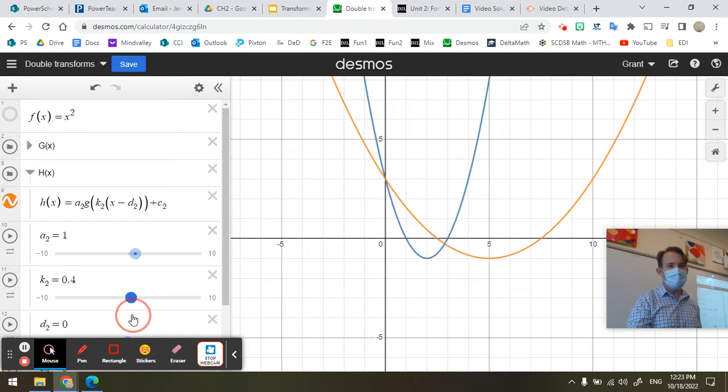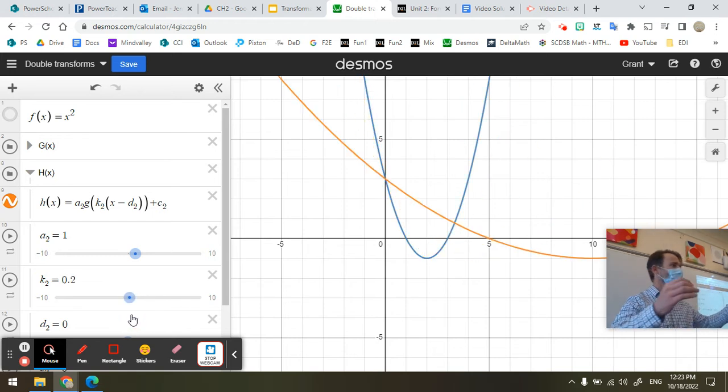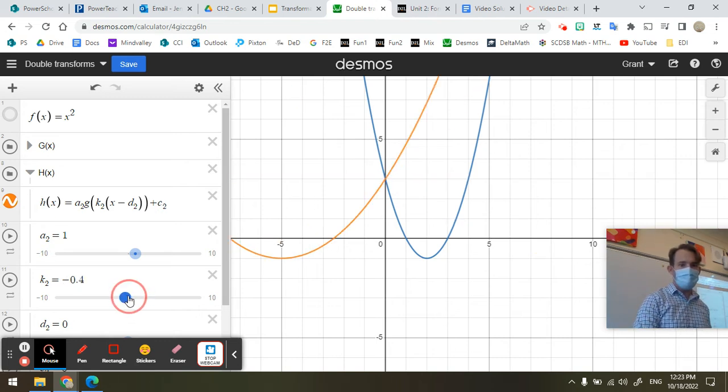As k gets smaller than 1, notice we get horizontal enlargement. It gets stretched horizontally as k is between 0 and 1, because we're dividing by a fraction, or we're dividing by something smaller than 1. So that's like multiplying by a bigger number. Okay. As k becomes 0, it becomes a line briefly.